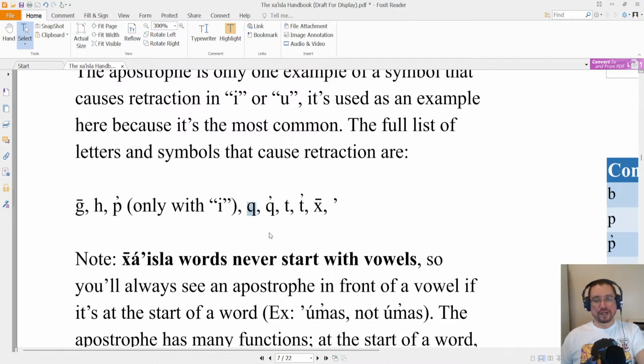Q sounds like k, a deeper kind of K sound. Apostrophe Q sounds like k, but it's a sharper, harder sound. Regular T sounds like t, as in English. And then an ejective T, apostrophe T, sounds like a sharper t. Then we have an X with a line on top of it, so this is an X bar. It sounds like h, a deeper X kind of sound. And then we have the apostrophe.